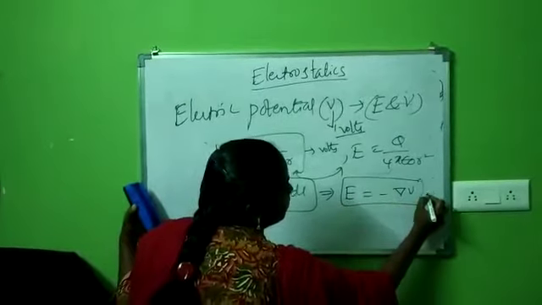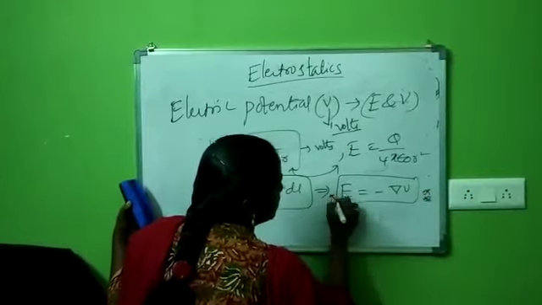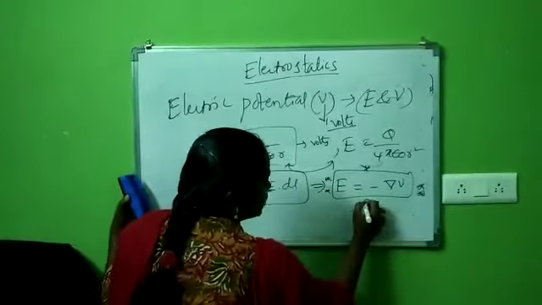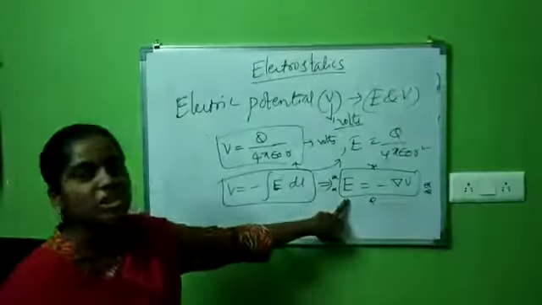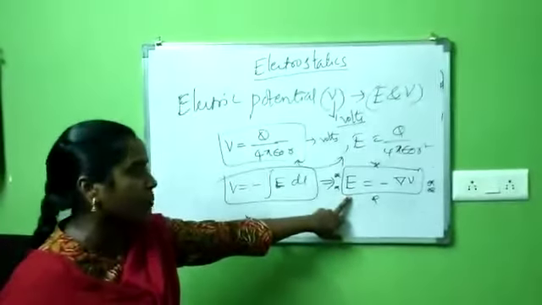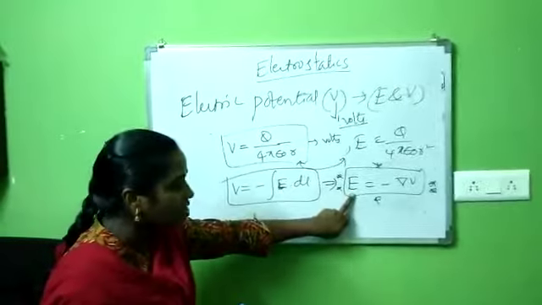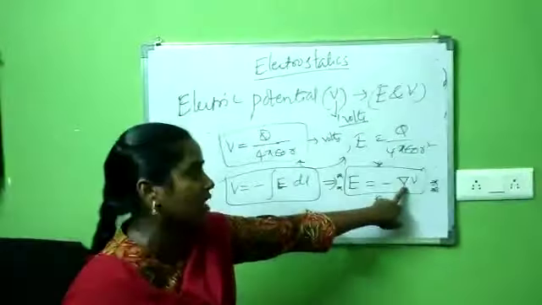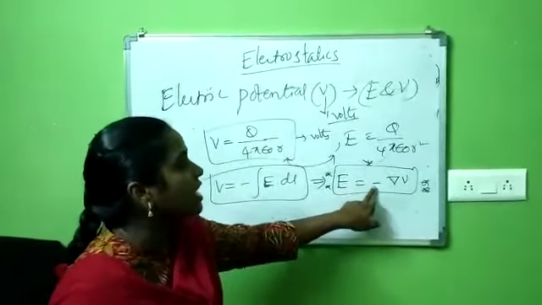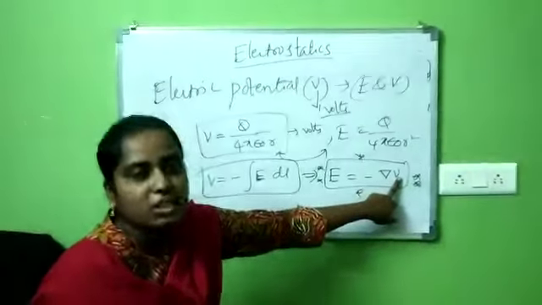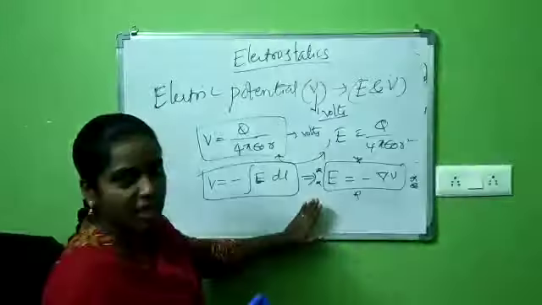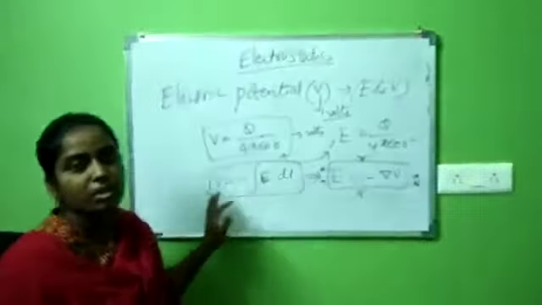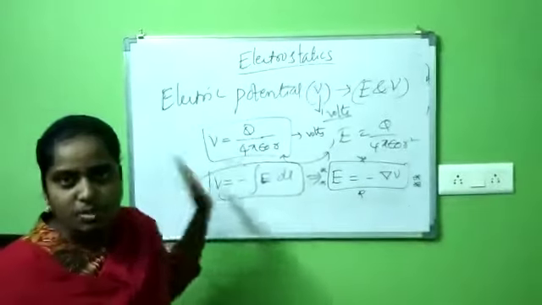It is very important. Most competitive examinations ask this question. Along with the equation, the statement is very important: electric field intensity is the negative gradient of the electric potential. The statement is very important, so try to remember this one. These are the concepts we have just seen.